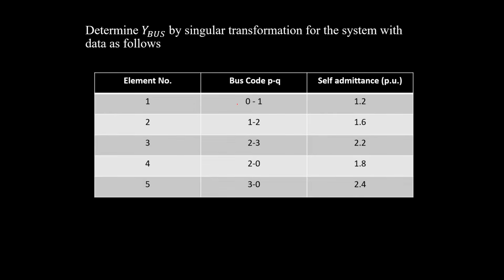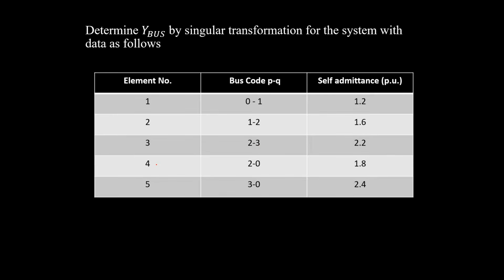First transmission line is connected between 0 bus to the first bus, having the self admittance of 1.2 per unit. Second transmission line is connected between first bus to the second bus and having the self admittance of 1.6 per unit. Third transmission line is connected between second bus to the third bus. The direction also you have to give accordingly. That means all the first buses will act as from buses, all the second buses will act as to buses. That means it will start from the first bus and travel towards the second bus.